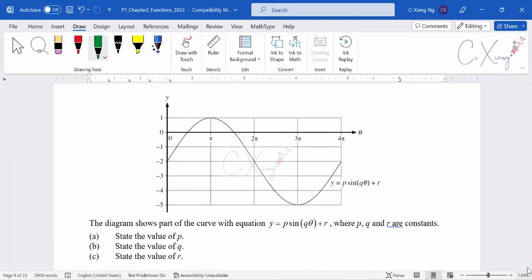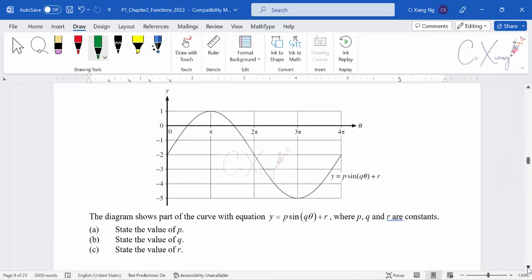So for this question, they actually provide us a diagram. And from this diagram, you can clearly see that our basic function is sine, which means that our basic function is y equals sin θ. Then after a few transformations, my final equation is y equals p sin(qθ) + r, where p, q, r are constants. So for this question, they want us to state the values of p, q, and r.